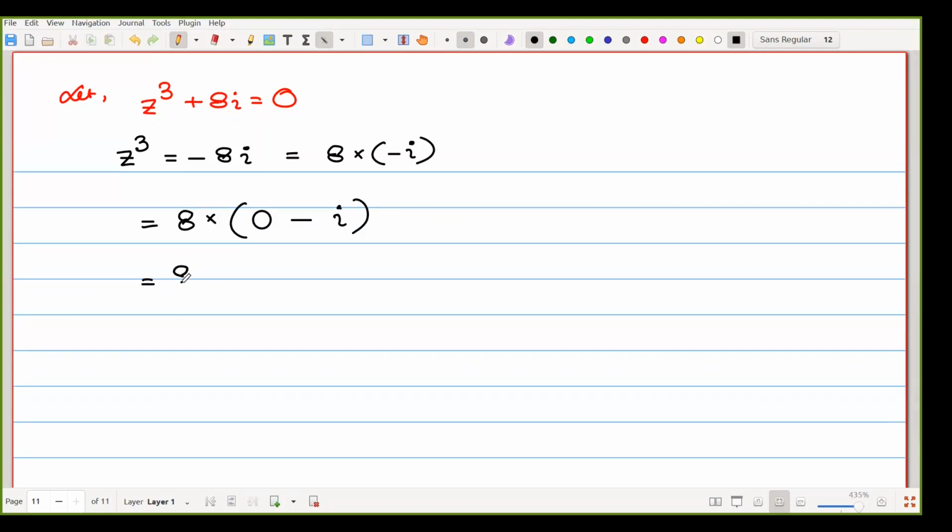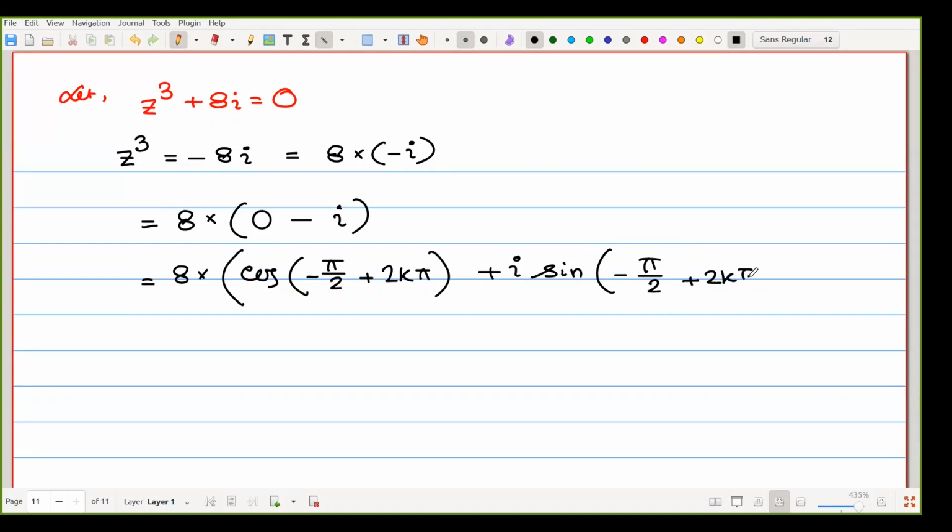Okay, now that 0 means we are writing it in the form of cos. Cos of minus pi by 2 plus 2k pi is becoming 0. So that's why we are writing it like that. And once more, for the 1, that is i, we use the same value, that is minus pi by 2 plus 2k pi, where k belongs to Z.